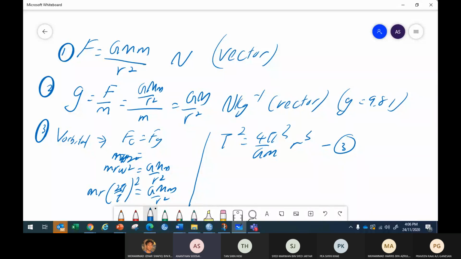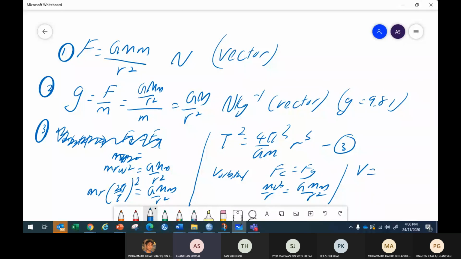This is not orbital speed, this is your period formula. So how do you get the orbital speed? The fourth one, orbital speed: again Fc equals Fg, but Fc is mv squared over r, and Fg is GMm over r squared. So the orbital speed is the root of GM over r. These are the four equations you got. It's getting messy.